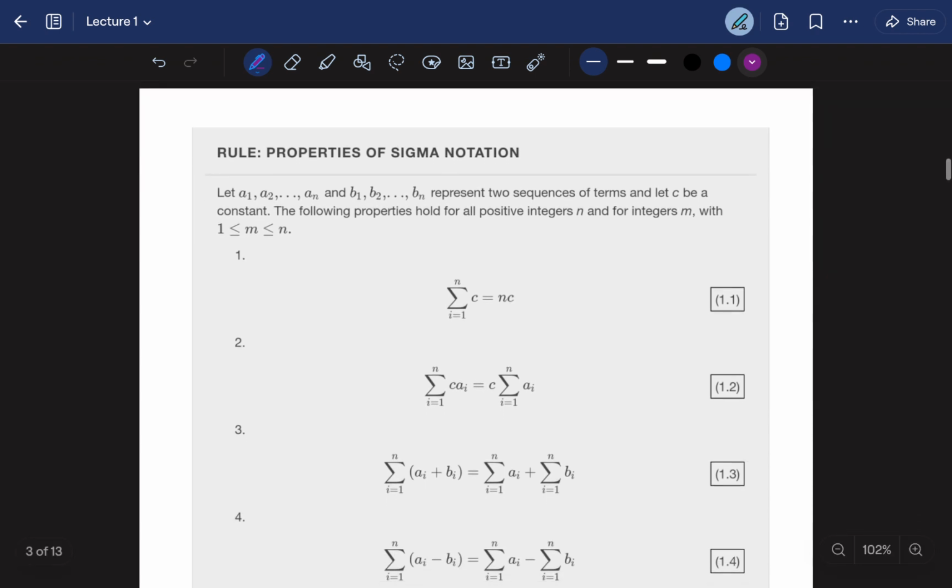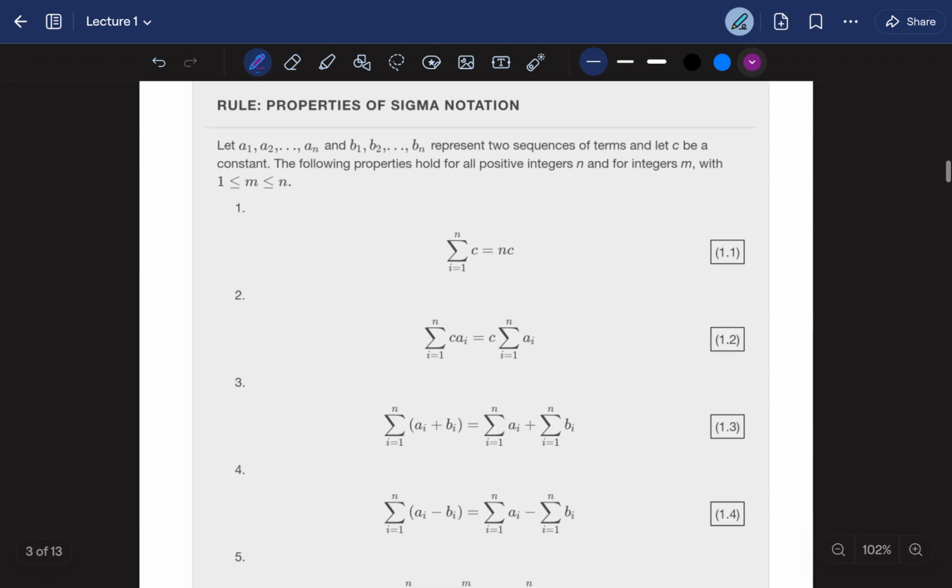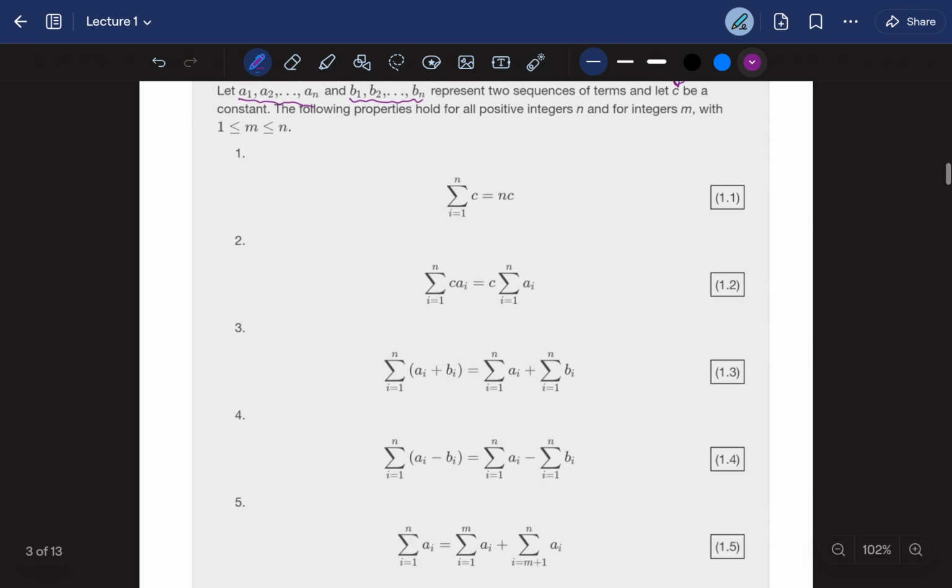We have some important properties of the sigma notation. Assume that we have certain terms, A's and B's, and C is a constant, which is any number, and N and M are just positive integers. The summation of a constant C where I goes from 1 to N is just N times C.